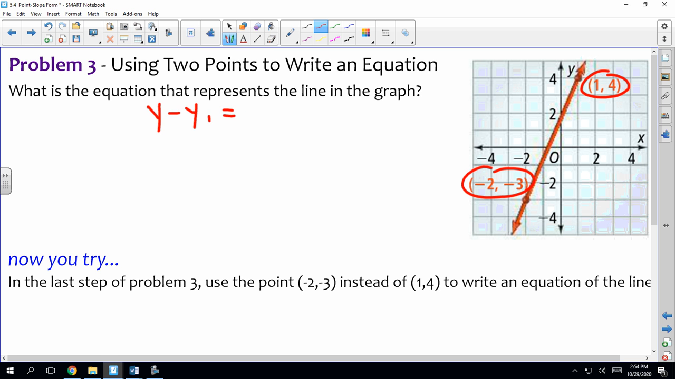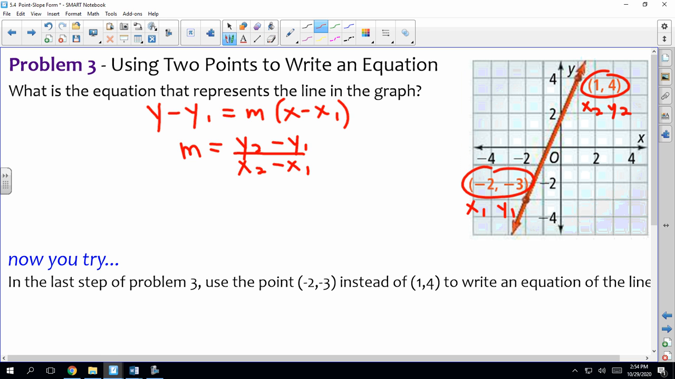So y minus y1 equals m, x minus x1. The first step is exactly the same as what we did when we wrote the equation of the line in slope-intercept form, and that is find m using the formula y sub 2 minus y sub 1 over x sub 2 minus x sub 1. So it's my choice over here. I'm going to choose the 1, 4 to be my x sub 2, y sub 2. It's farther to the right. I'm going to choose the negative 2, negative 3 to be my x sub 1, y sub 1. It's the first point as I go from left to right that I come across.